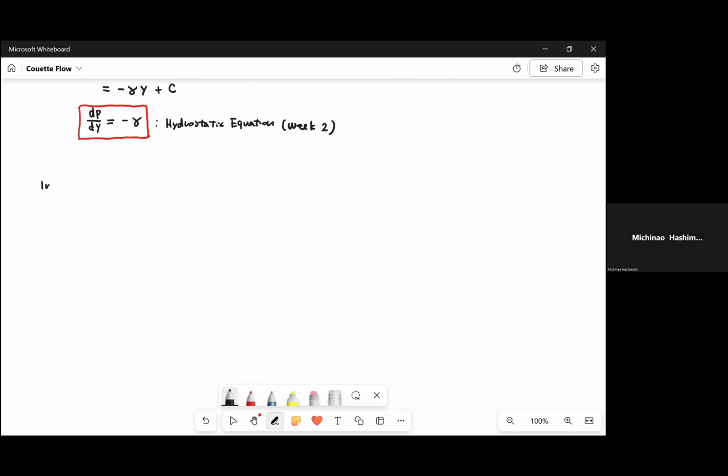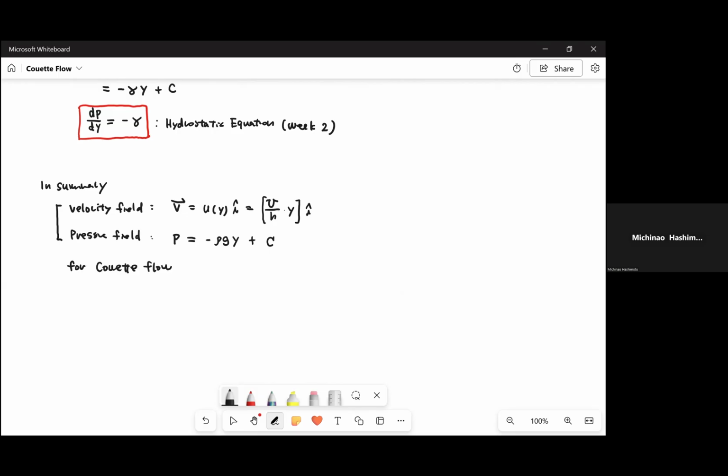Let me just summarize what we have here. In summary, it's a bit long. Any Navier-Stokes equation problem is super long. After doing the calculation, for the velocity field we only have the y component, u_y, which is identified as U over h times y in the direction. The pressure field is pressure equals minus rho g y plus some constant, for Couette flow. Right, so this is great.